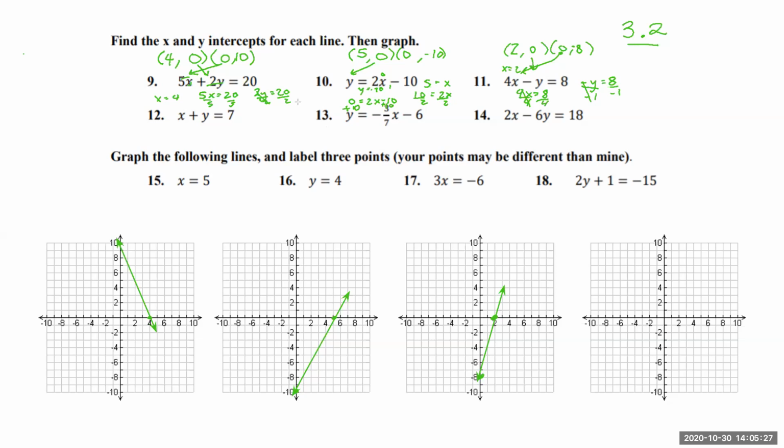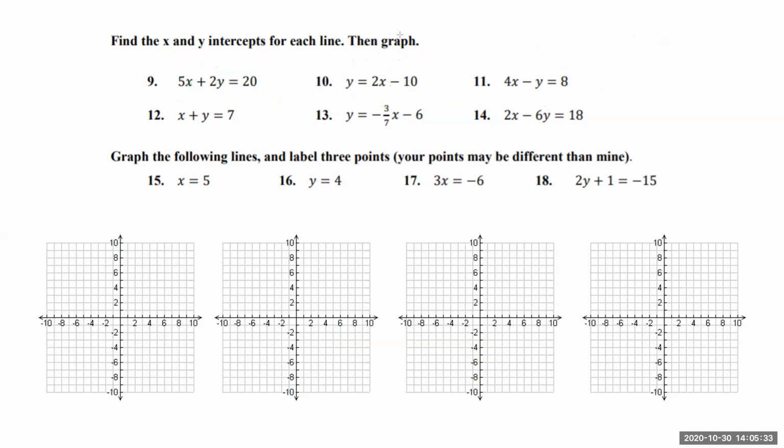Going on to number 12, I'm going to clear out all my drawings really fast. For number 12, we have x plus y equals 7. We're going to plug in that 0 for y and that 0 for x. Plugging in 0 for y, we have x equals 7, because it would get rid of that one. If we plug in 0 for x, it would get rid of the x, and we just have y equals 7.